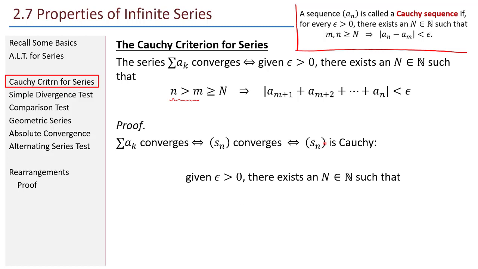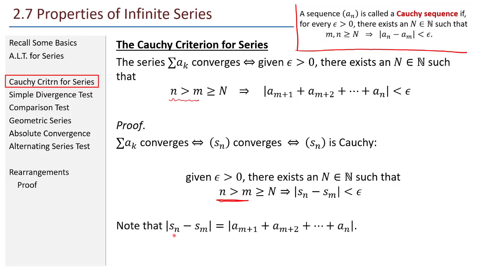It means, given that epsilon is greater than 0, there exists some big N such that, again, little n, little m greater than or equal to the big N implies that the difference of my partial sums in absolute value is less than epsilon. Now this is where this strict greater than comes in handy. It's not really required, but we're in the situation where m and n are both greater than big N, so I might as well just label them so that little n is the bigger of the two, right? So little n is the bigger of the two.